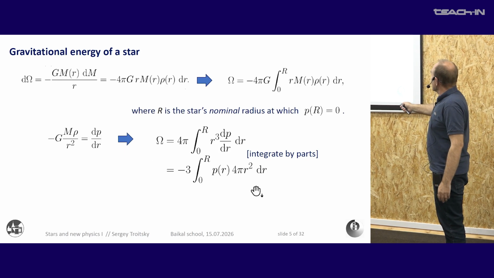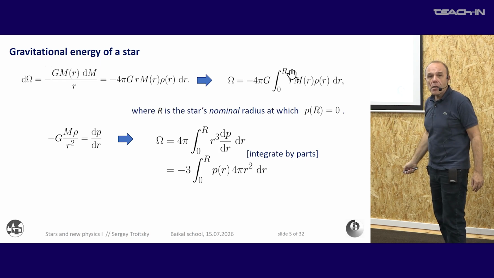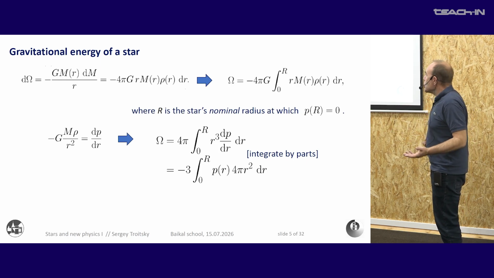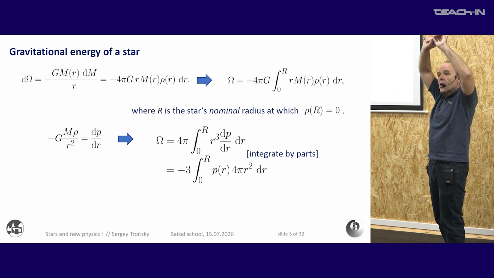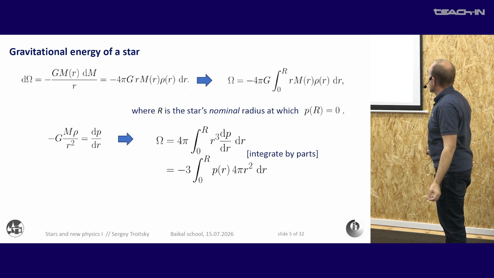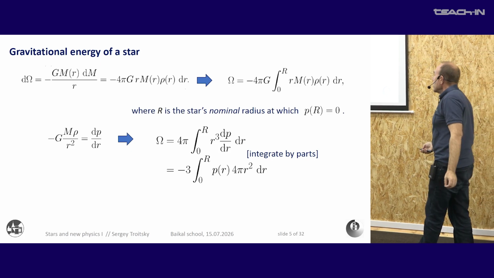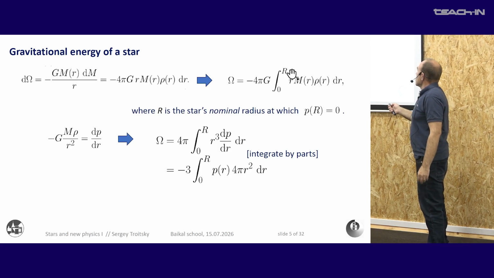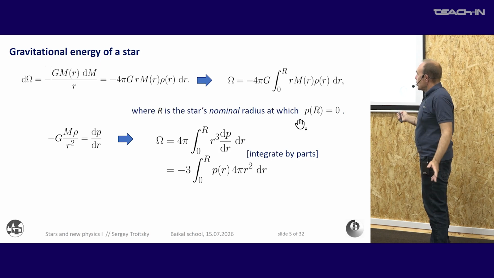So it is the total gravitational energy of the star, which is the integral from 0 to some capital R, which is where the star ends. So this is the radius of the very outer shell of the star, at which density and pressure become equal to 0.